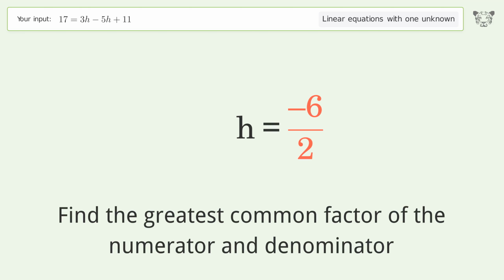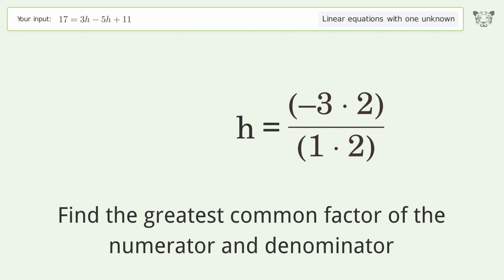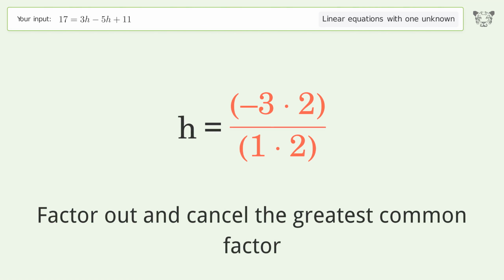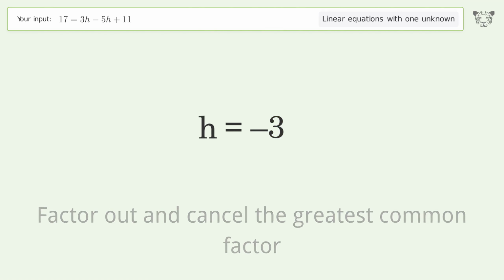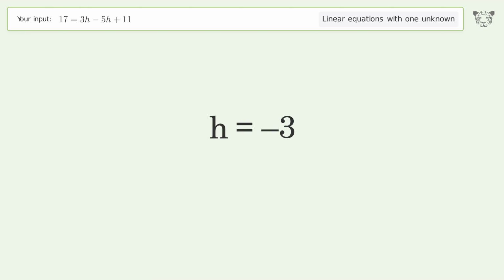Find the greatest common factor of the numerator and denominator. Factor out and cancel the greatest common factor. And so the final result is h equals -3.